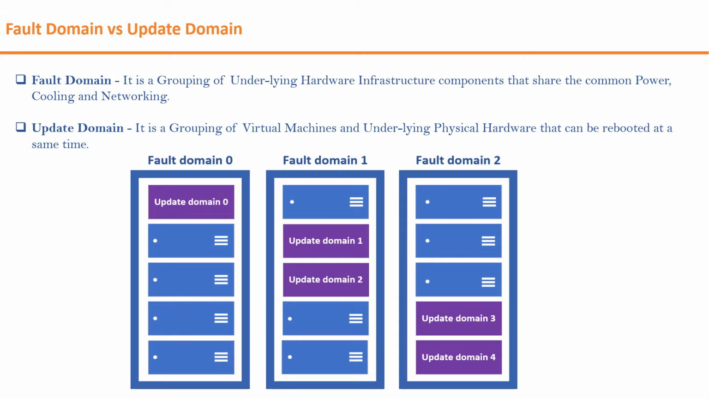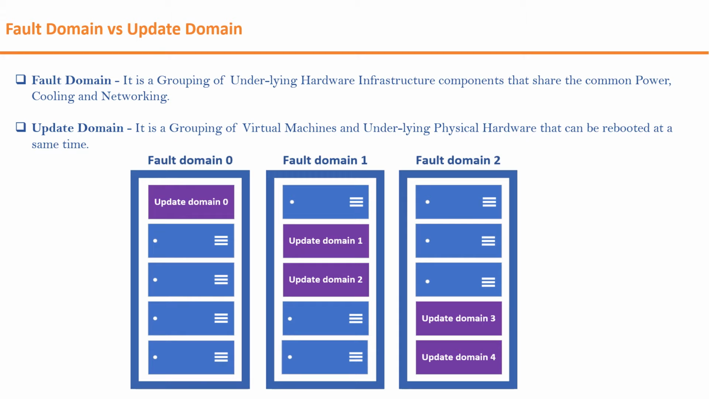Next is update domain. An update domain is defined as a grouping of virtual machines and underlying physical hardware that can be rebooted at the same time. You can have up to 20 update domains. By default, you can have 5 update domains. Update domain is used for patching and hardware maintenance.